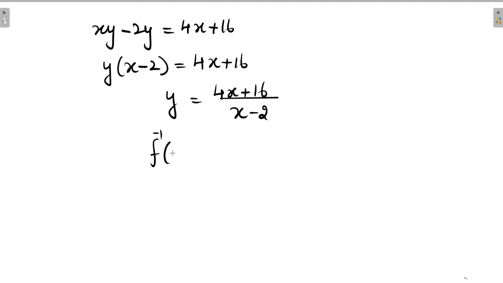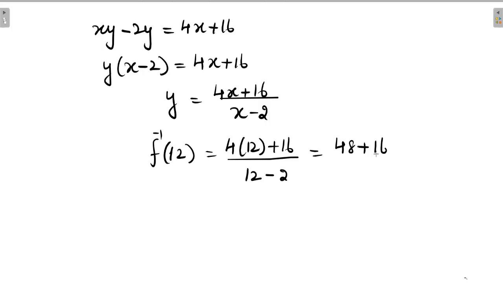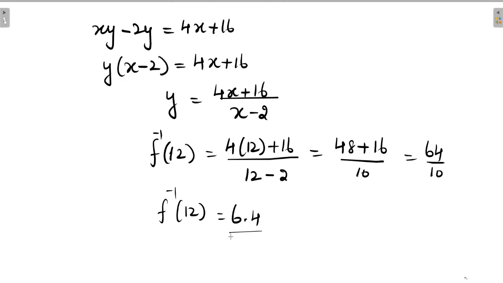So let's find f inverse of 12. Let's replace x by 12. So (4 times 12 plus 16) divided by (12 minus 2). This is equal to (48 plus 16) divided by 10. So f inverse of 12 is equal to 64 by 10. So the decimal form is 6.4. This is f inverse of 12.